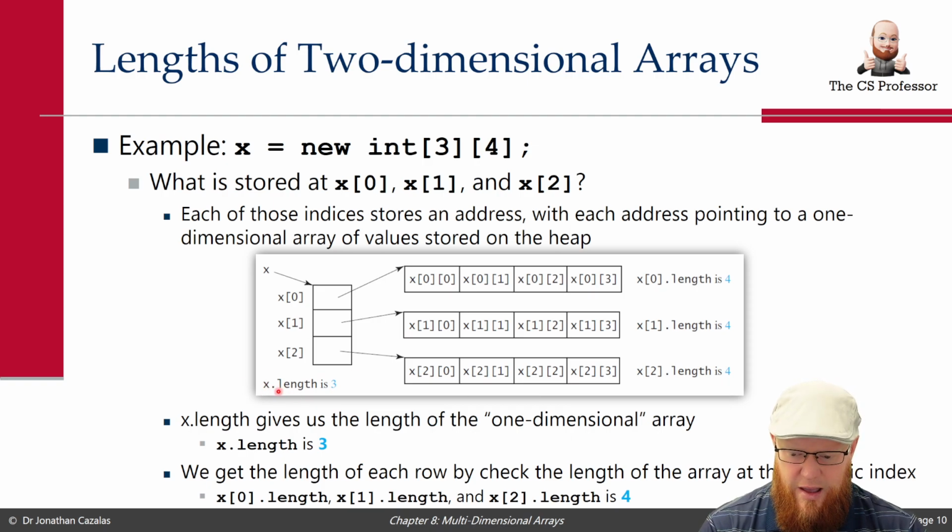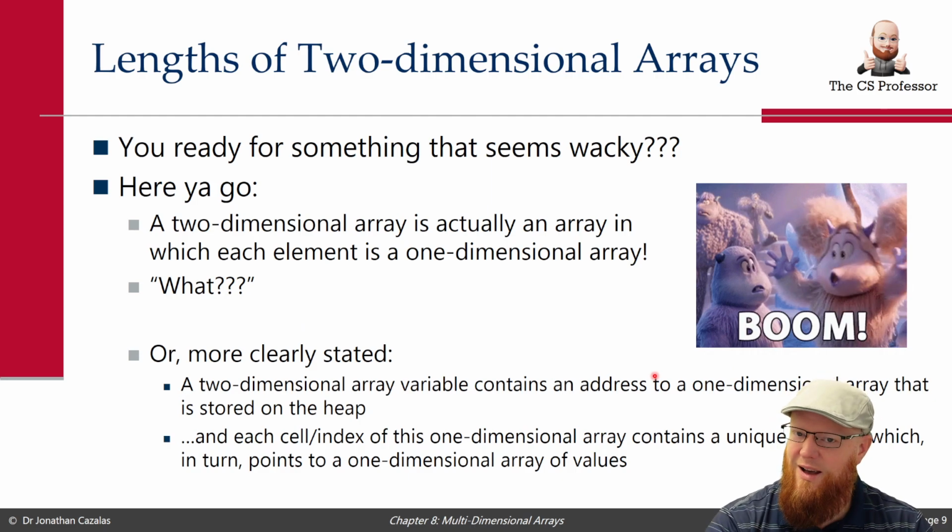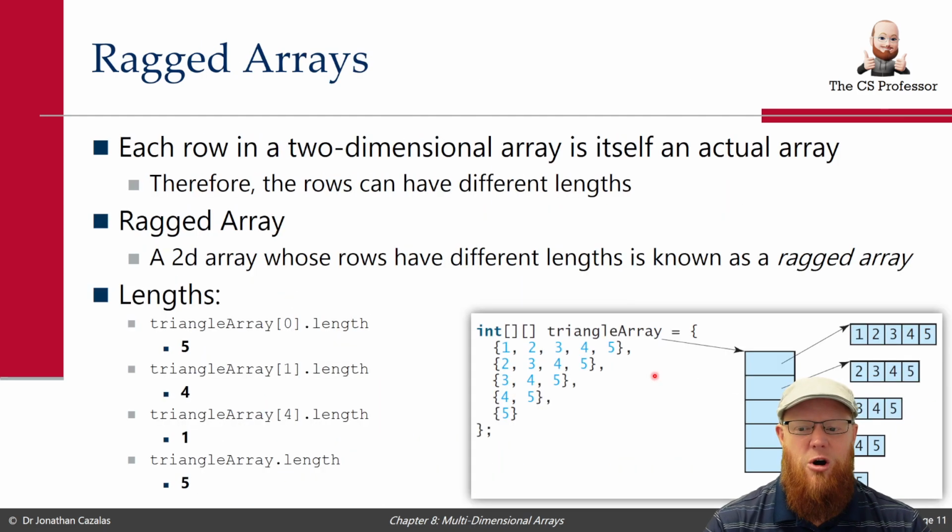And so we see here again, x.length is 3, that's the number of rows, and then for each individual row, x at index 0.length is 4, x at index 1.length is 4, and of course x at index 2.length is 4. Really funky. If you're still feeling this way, I hear you. Take a moment to really let that sink in.